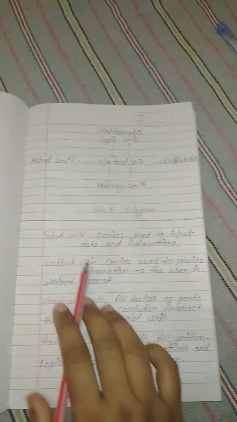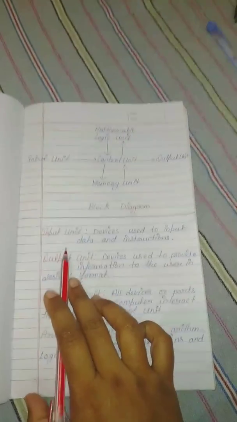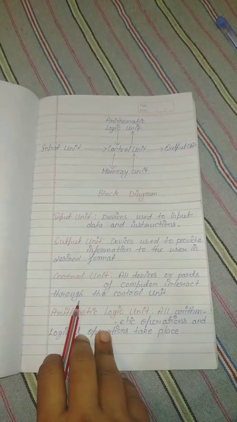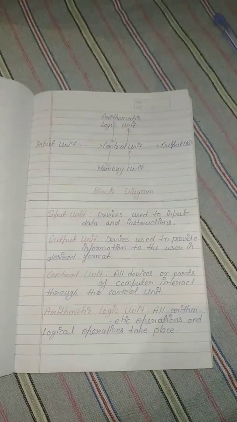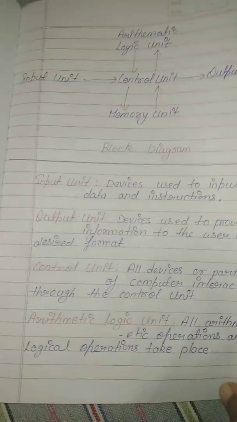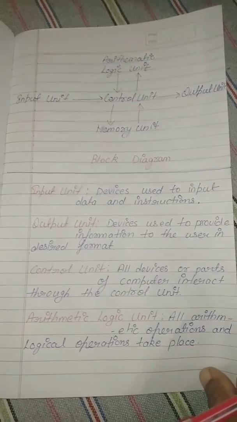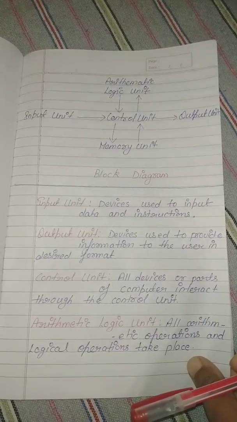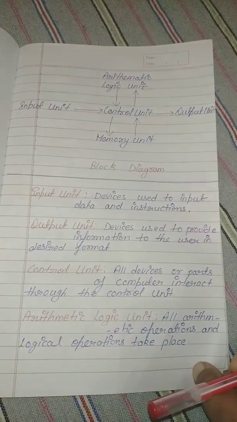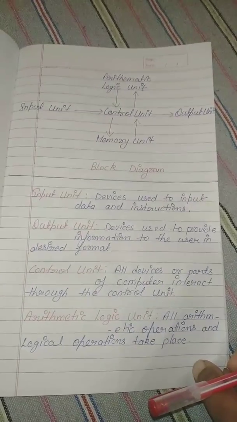The input unit consists of the devices that are used to give data or instructions to the computer. The control unit collaborates with all the devices, and it controls the function of all the parts of the computer. The arithmetic logic unit carries out all the arithmetic operations and logical comparisons. The memory: all the input data, instructions, output, and interim data are stored in the memory unit. And finally, the output unit. The devices that are used to give us output are the output unit.